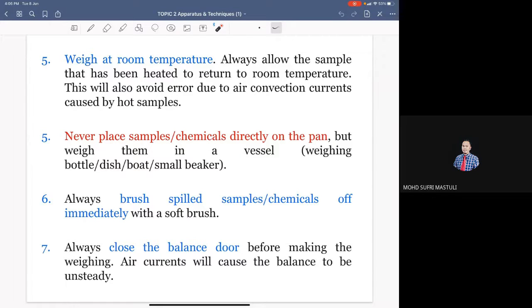We weigh the sample using the balance at room temperature. Always allow the sample that has been heated to return to room temperature. This will also avoid the error due to the convection current caused by the hot sample. Never place the sample or the chemical directly on the pan. You weigh them using a vessel. As I mentioned just now, either you use the weighing bottle, dish, boat, or a small beaker.